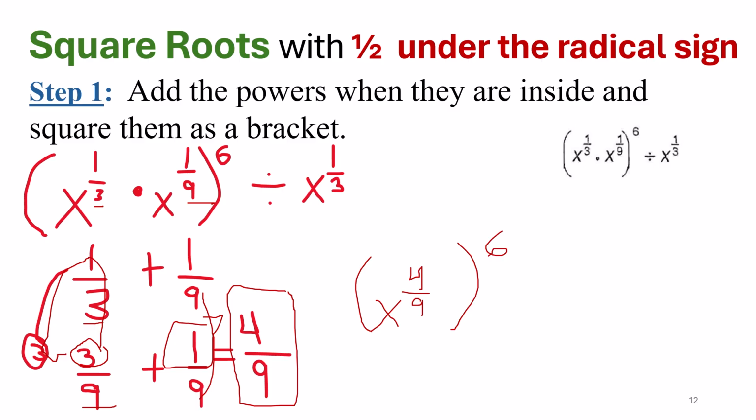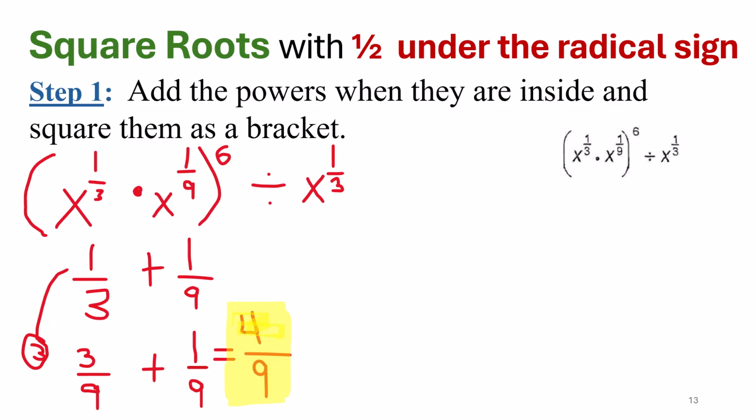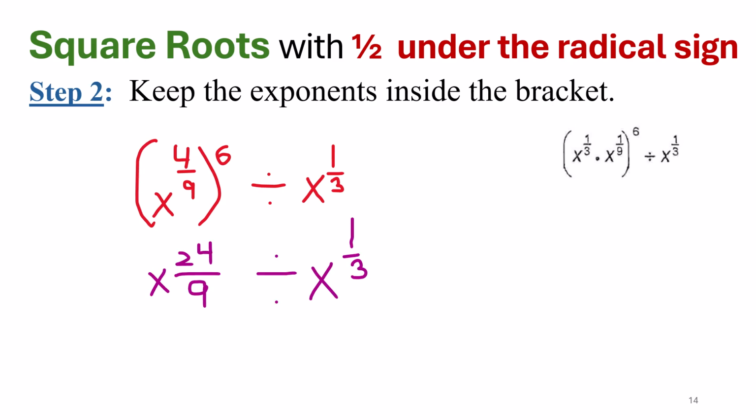I always teach the kids to think of what goes here, and then whatever this number is, you multiply it here, and you make kind of like a loop. So you go here with one loop, and then you go here with another loop, and so you get 3/9 plus 1/9 equals 4/9. So now you have x to the 4/9 and the whole thing to the 6th power. Okay, we went over that.